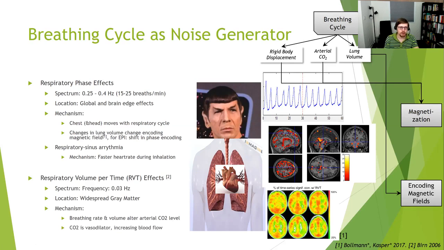The second, again slower, effect of the respiratory cycle relates to the respiratory volume per time. It's on the order of 0.03 hertz and widespread throughout the gray matter. The mechanism here is again related to the blood flow, because breathing rate and volume alter the arterial CO2 levels. And since CO2 is a potent vasodilator, you can see that the increased blood flow again leads to increased BOLD.